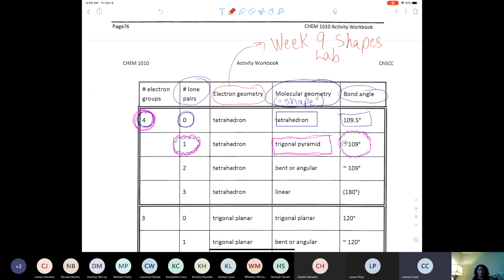So notice that methane and ammonia both have the same electron geometry, tetrahedron, but their shape or their molecular geometry, which describes the spatial arrangement 3-dimensionally, is different because methane has 4 bonding groups, whereas ammonia only has 3 bonding groups and 1 non-bonding group represented by that lone pair of electrons. And that's going to affect both the 3-dimensional shape and the bond angle.